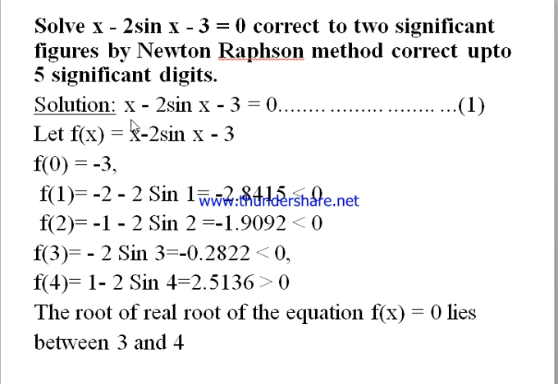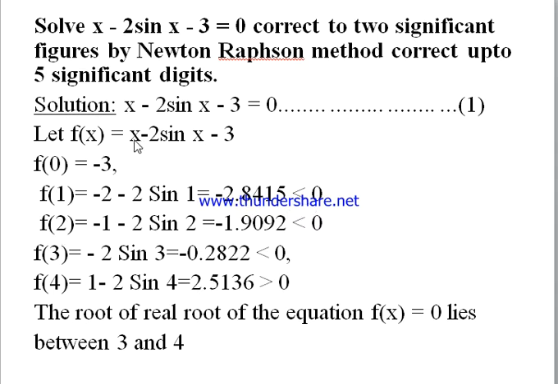First we write the given equation x minus 2 sin x minus 3 equal to 0. This is called f(x). We start finding the a, b values. Substituting x = 0 in f(x), f(0) is minus 3, because the x value is 0 and sin x is also 0. Next, f(1): substituting x = 1, we get 1 minus 3, that is minus 2, minus 2 sin 1, and the value is minus 2.8415. This value is less than 0.